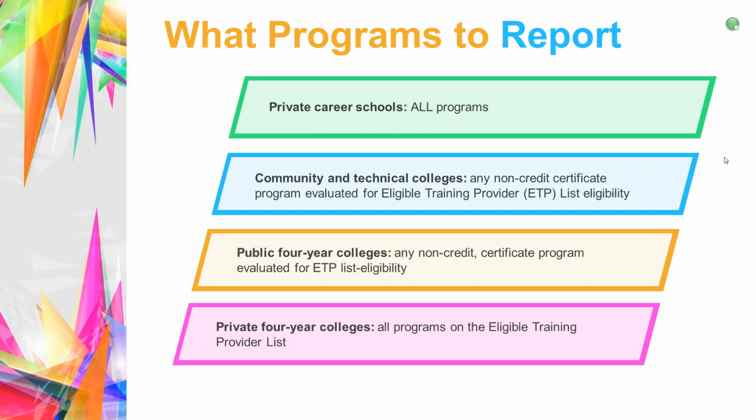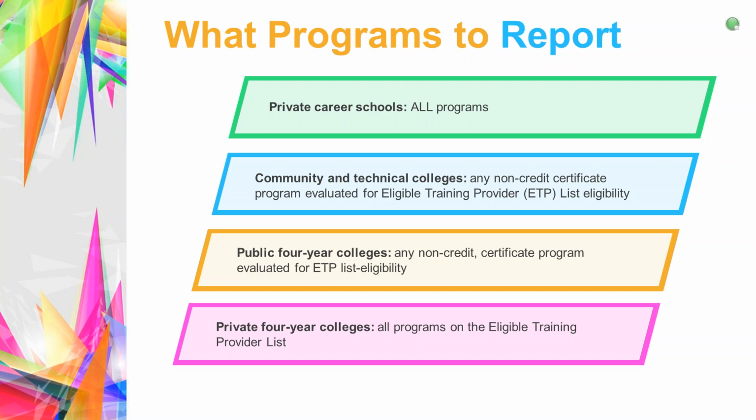Okay, so what programs to report? The programs that you report are a little bit different for each school. So for private career schools, you need to report all your programs. If you're a community and technical college, you need to report any non-credit certificate program that you want listed on the eligible training provider list. And we get the rest of your data from somewhere else. So you are reporting your data for your credit programs elsewhere, and then we just get it from them, so you don't have to do it twice.